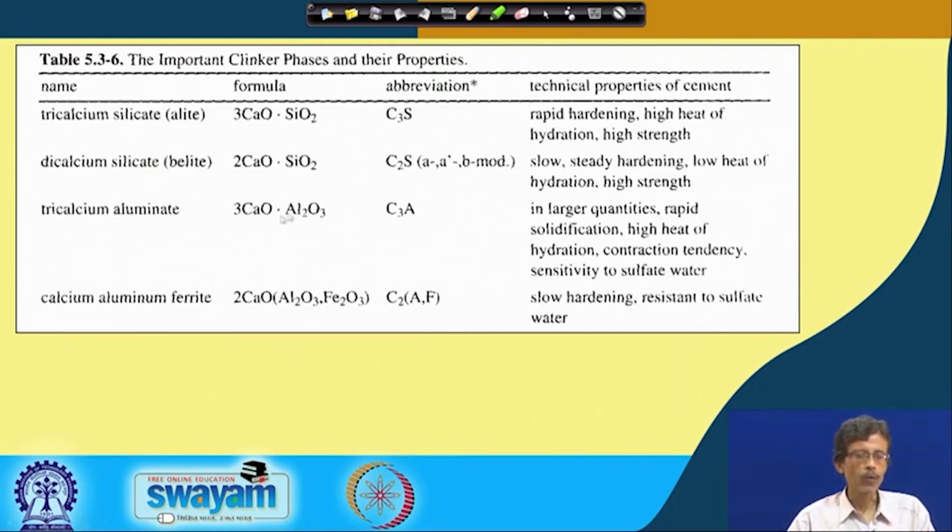Then along with silica we also bring alumina. So tricalcium aluminate is another component, which is C3A, in larger quantities giving rapid solidification, high heat of hydration, contraction tendency, and sensitivity to sulfate water. Most of the time for building purposes, we don't bother about the quality of the water we are using for construction. So if you have a huge amount of sulfate in that particular water, it will react immediately with the material.